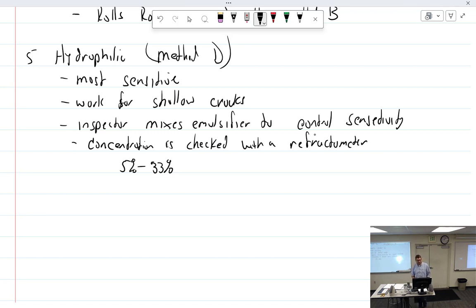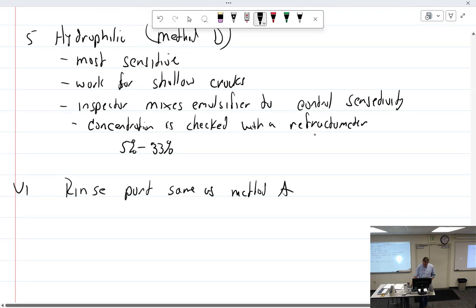Or we can do the hydrophilic, where the inspector is going to give us a concentration amount, which will then dictate the time amount. So that's why I don't have a time on here. And then at the appropriate time, what comes next? Washing. We're going to rinse the part, same as method A at this point. Now you're just washing off the penetrant and emulsifier all in one shot, same as method A.